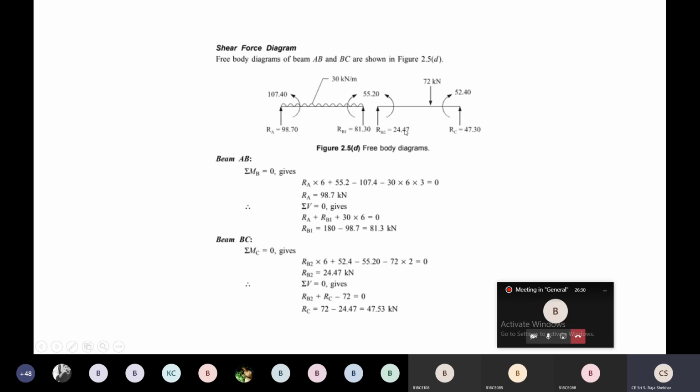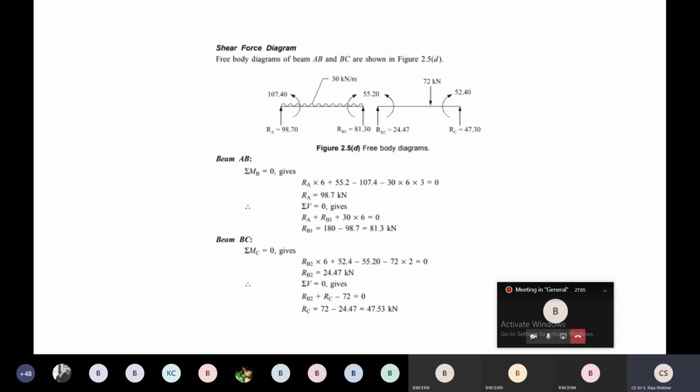For the calculation of RB2 and RC, we have to take again moment about C is equal to 0 or moment about B is equal to 0. Either can be done. Okay, I'm considering moment about support C is equal to 0. Clockwise moments are considered positive and anti-clockwise moments negative. Doing this, I got RB2 is equal to 27.47 kilonewton, and with sigma Fy is equal to 0, RC is equal to 47.53 kilonewton.